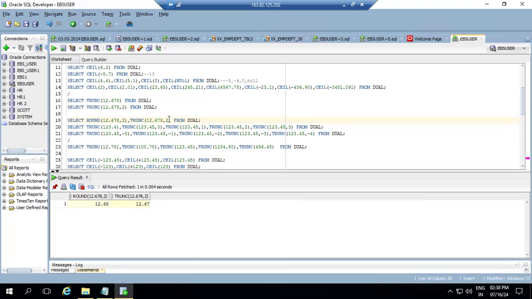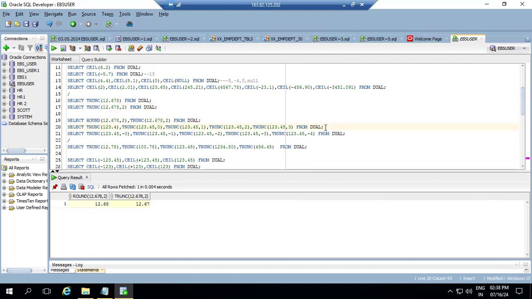So now coming to where we are using it with the 0 functionality. Suppose you are using trunc 123.45, 0, trunc 123.45, 1, again 123.45, 2, and 123.45, 3. So what will be the output here for this?